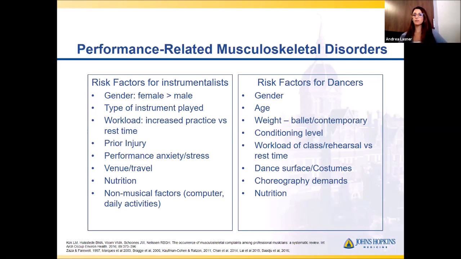That's just as important as fueling the body, because for these performing artists, a lot of the time their body is their instrument, or they need their body to play their instrument.